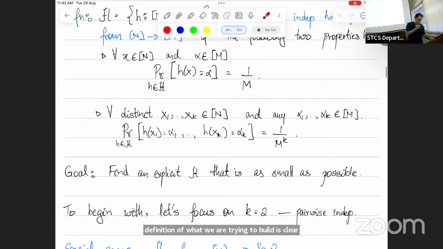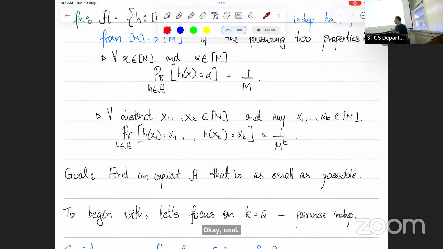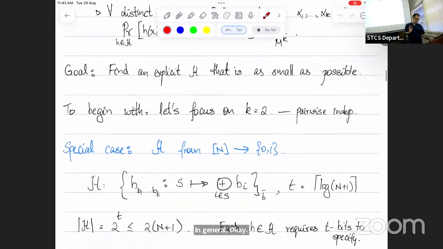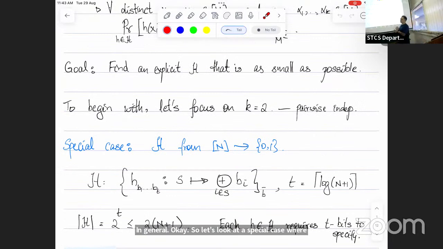Okay, good. So we saw just a case for k equal to 2 in the last lecture. We gave an explicit construction of k equal to 2, and also in this regime where the output domain was just 2 elements. So what we are going to do is focus on that, try and abstract it out, and see how we generalize it to maybe larger domains or larger k, etc. So we're going to try and do some sort of generalization, and hopefully that will lead us towards constructing these hash functions in general.